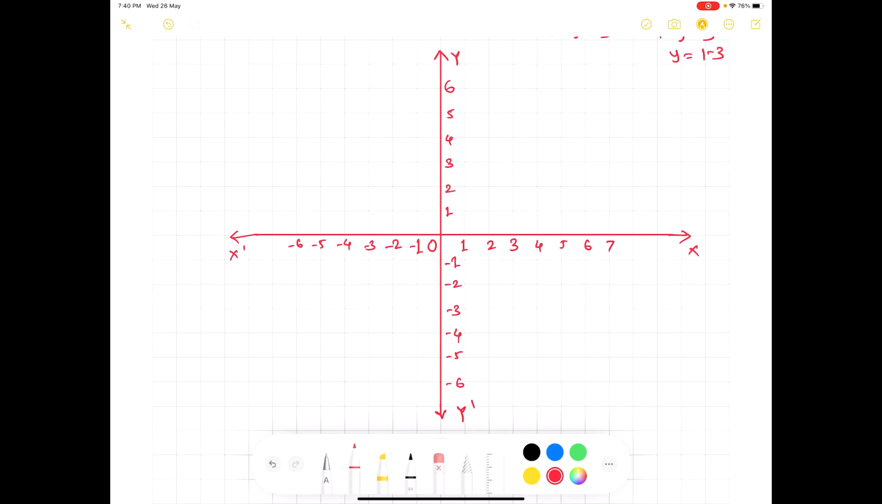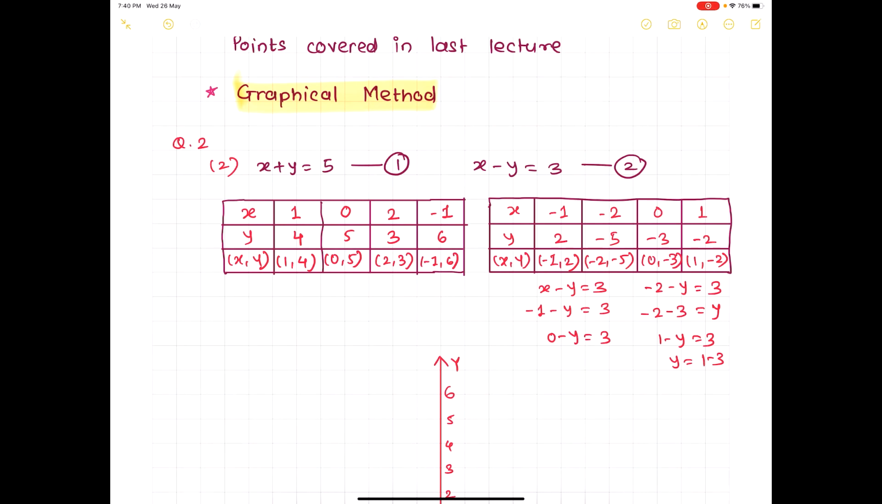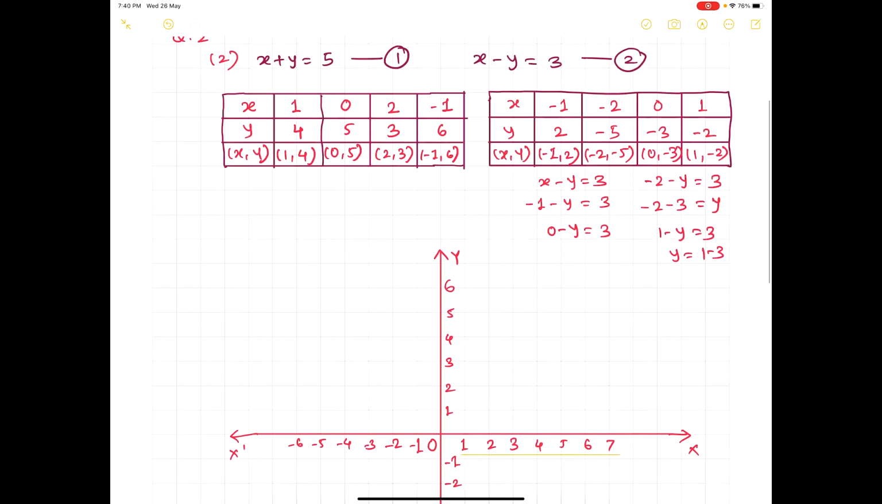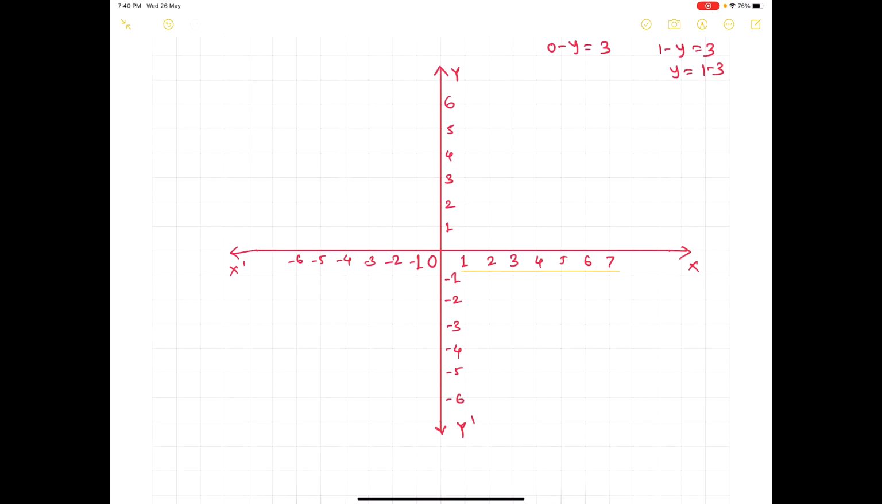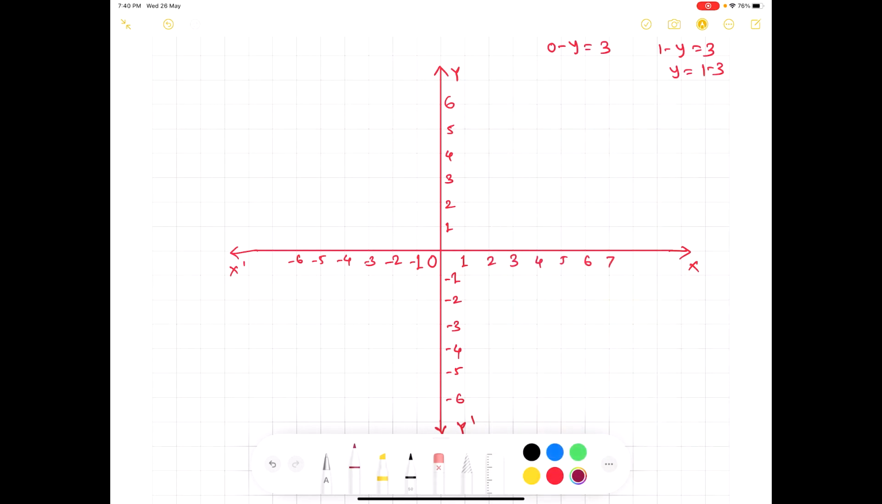Now check the coordinates for equation 1: (1, 4), (0, 5). Then I am writing (1, 4). Where is 1 on the x-axis? The x coordinate is 1, and what is the y coordinate? 4. So y is positive 4, and the point will be this. Okay, (1, 4), this is my point.